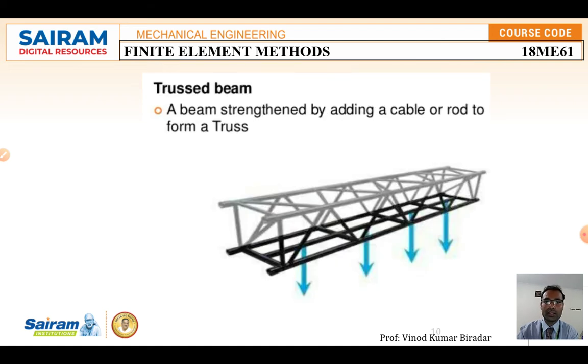Coming to the trussed beam, we already studied it in module 2, and we already solved numerical problems on this truss element. A beam is strengthened by adding a cable or a rod to form a truss, and this is called a trussed beam. Here a number of bar elements are connected to each other. More elements are connected through welded joints or rivets, or anything we can connect. Such a type of beam we are going to call a trussed beam. Here the loads act on that particular element only at the nodes.